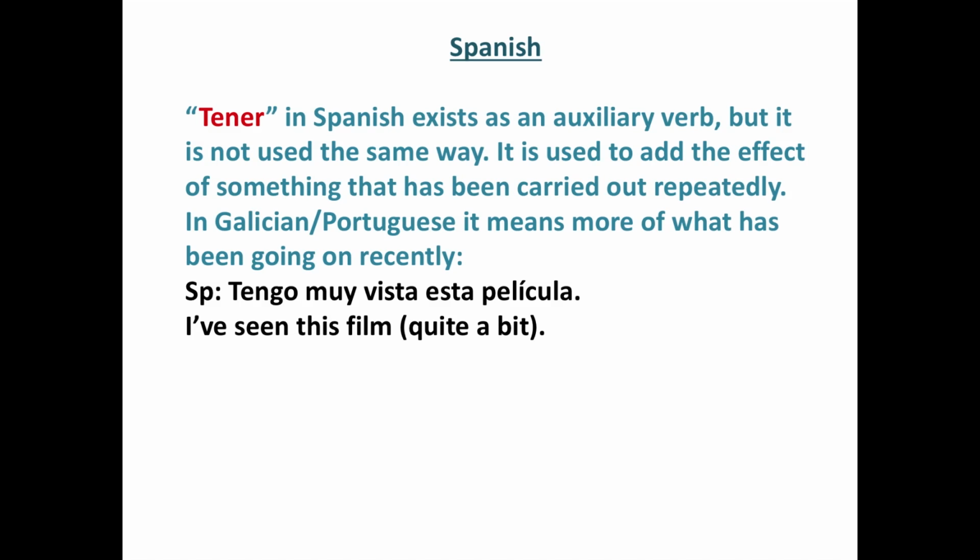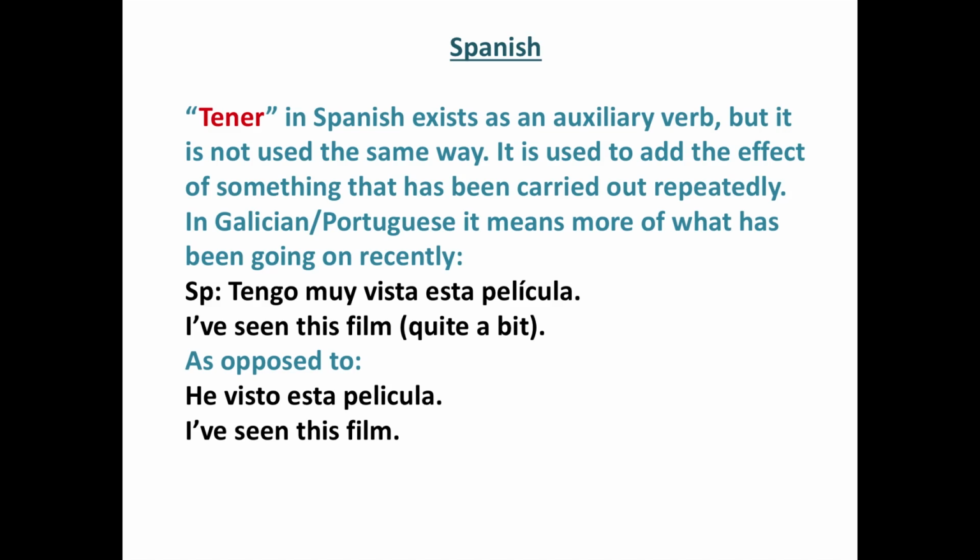Tener in Spanish exists as an auxiliary verb, but it is not used the same way. It is used to add the effect of something that has been carried out repeatedly. In Galician and Portuguese, it means more of what has been going on recently. So, for example, in Spanish, tengo muy vista esta película. I've seen this film quite a bit. As opposed to, he visto esta película.